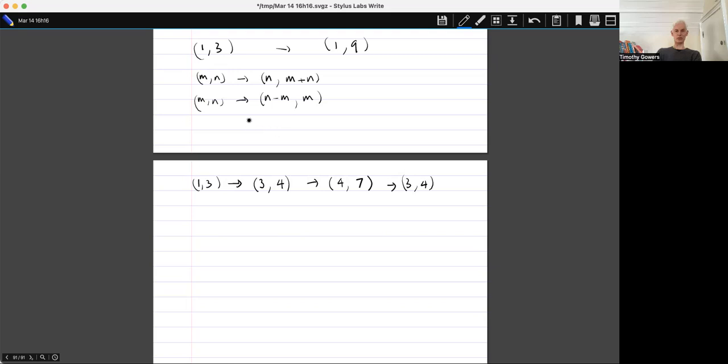So that means that in order to get from 1, 3 to 1, 9 using these operations, I'd have to be able to do it either by doing a bunch of these or by doing a bunch of these, because it cannot be necessary to use a mixture of the two, because if I could have a mixture of the two, I can always cancel out things that are next to each other. So now I've got a potentially much easier question.